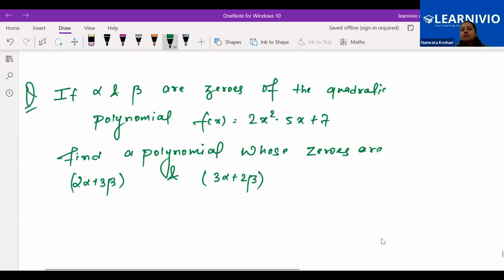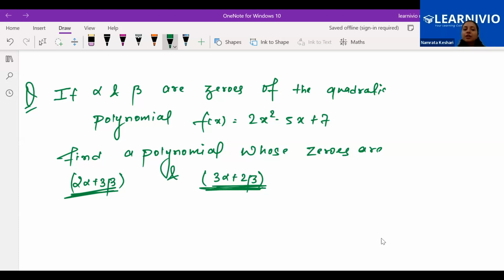See, once we look at the question, how will we approach it? First thing first, alpha and beta are the zeros of the given polynomial, 2x square minus 5x plus 7. So we will try splitting the middle term and finding the zeros. That is the basic approach which comes first in our mind. Let's find alpha and beta, and then easily we will be able to calculate this, and then make a polynomial with the obtained values.